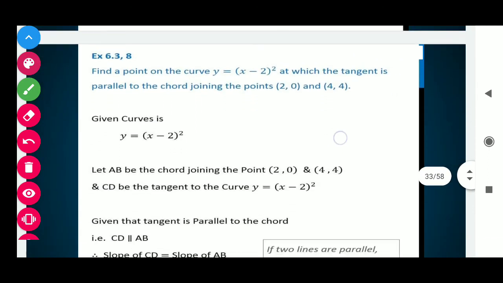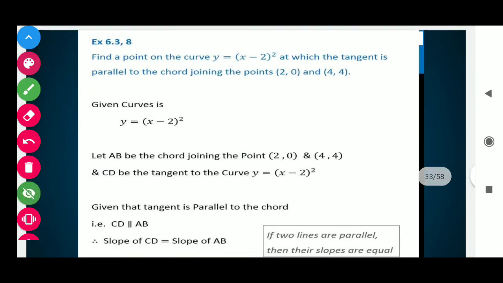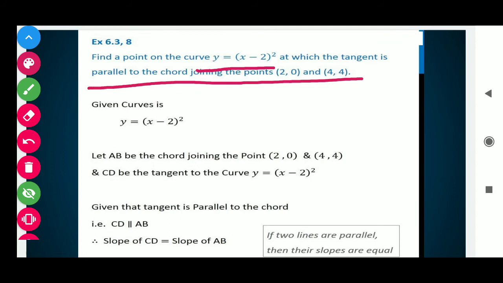Now, here we have question number 8. Find a point on the curve at which the tangent is parallel to the chord joining the points. Students, what is given here? Suppose here we have a curve, and we need to find the point at which the tangent is parallel. Suppose here is a tangent, and the tangent is parallel to the chord joining these 2 points.